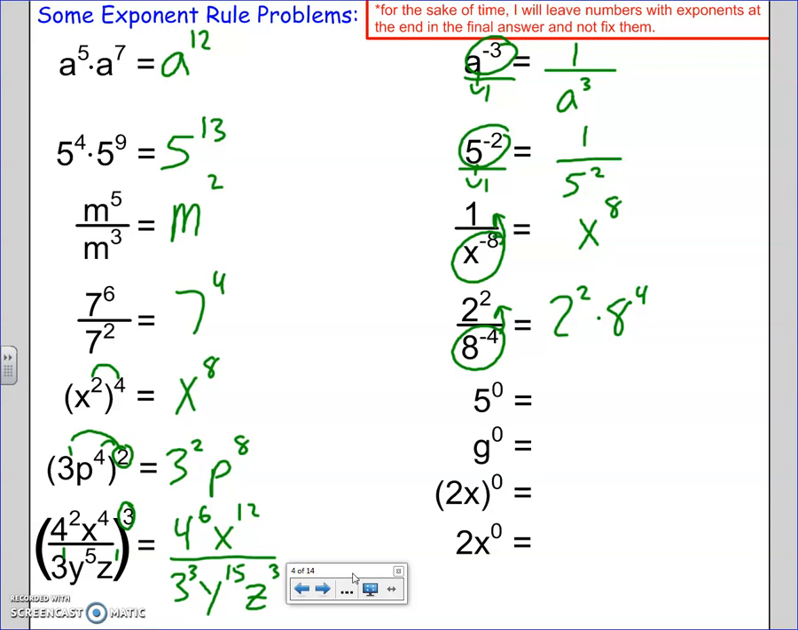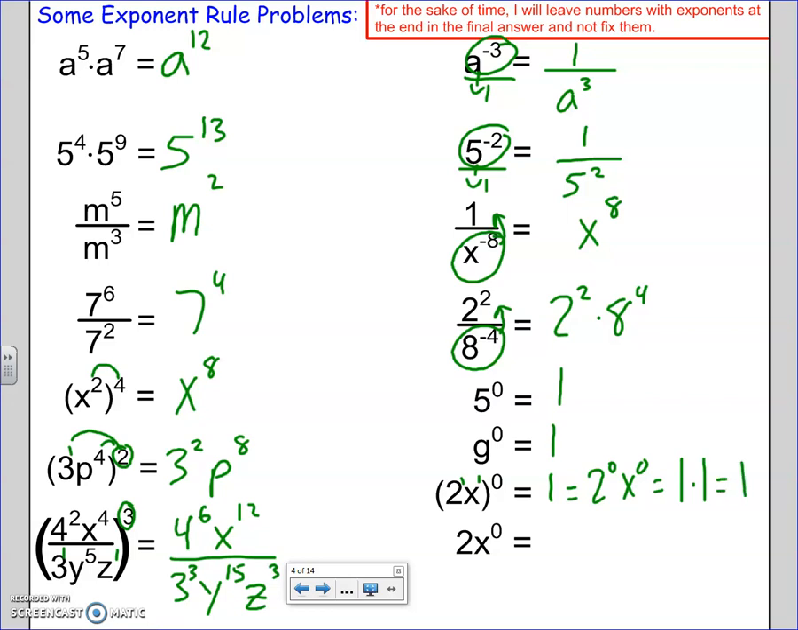Alright, this one says 0 power. 5 to 0 power is 1. G to the 0 power, anything to 0 power is always 1. This next thing, 2 to the x, that quantity to the 0 power is still 1 because the whole thing's 1. You could do power to power. You could say, if you want to, 2 to the 0, x to the 0, because there's 2 invisible exponents, so 1 there, right? And 2 to the 0 is 1, x to the 0 is 1, 1 times 1 is 1.